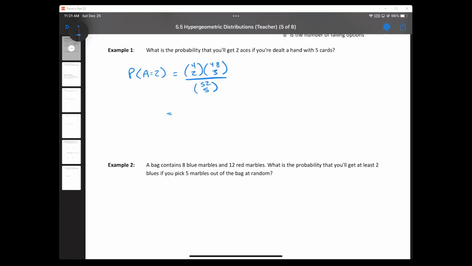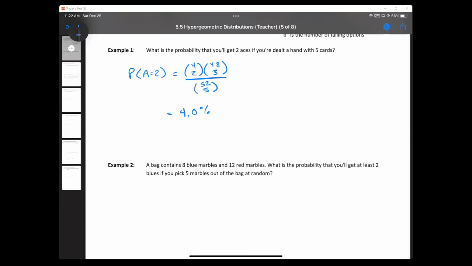I guess I should finish off the problem by actually calculating that in my calculator. So 4 choose 2 times 48 choose 3, divided by 52 choose 5. And that works out to 0.0399, or about 4.0%. Very, very close to being exactly 4.0. So there's a 4% chance.